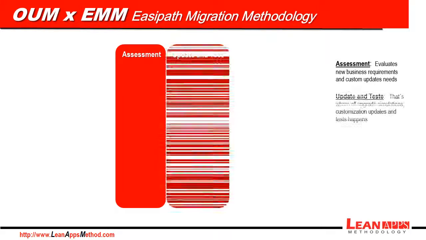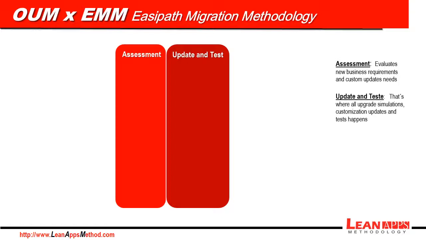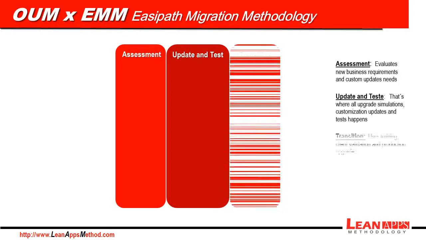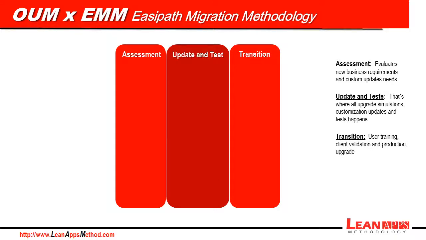Second phase is updating tests, whose goal is to update all components of the system and thoroughly test the migrated business solution. That's where all upgrade simulations, customization updates, and tests happen. Third phase is transition, and the goal here is to create a fully configured and migrated production environment, ready to be used by all users. In other words, that's where we upgrade production.